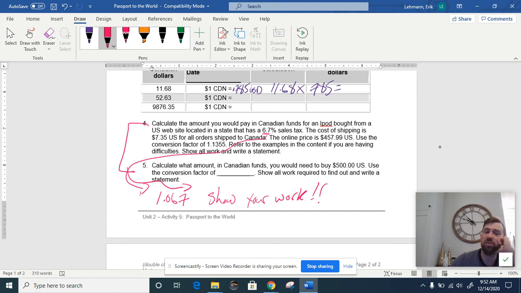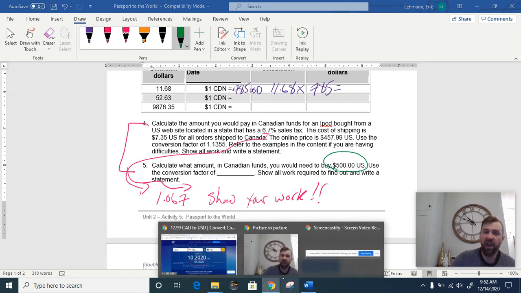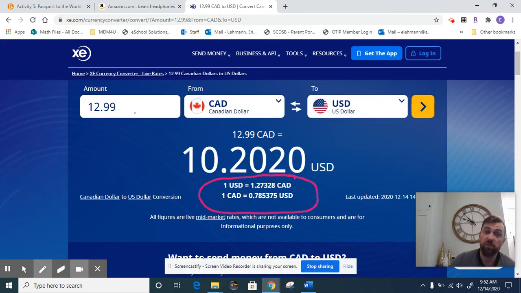Last question is calculate what amount in Canadian funds you would need to buy $500 US. So $500 US. Use the conversion factor of, well, you know the conversion factor. So how much Canadian are you going to need to do? If you need a reminder, look back up where we wrote down the conversion factor. If you need another conversion factor and you want to get the computer to do it for you and check your work, put that $500 US into Canadian.